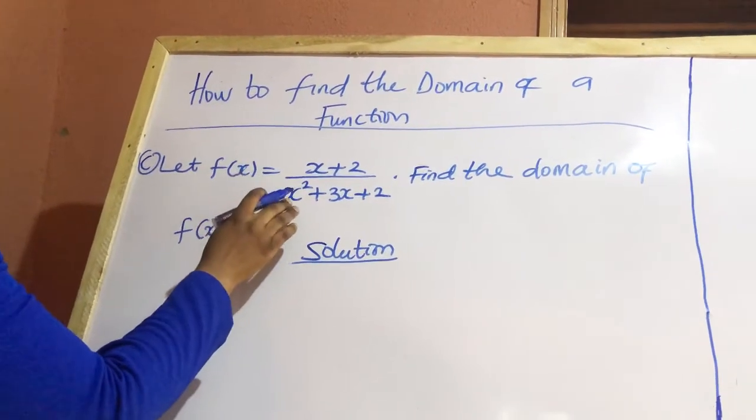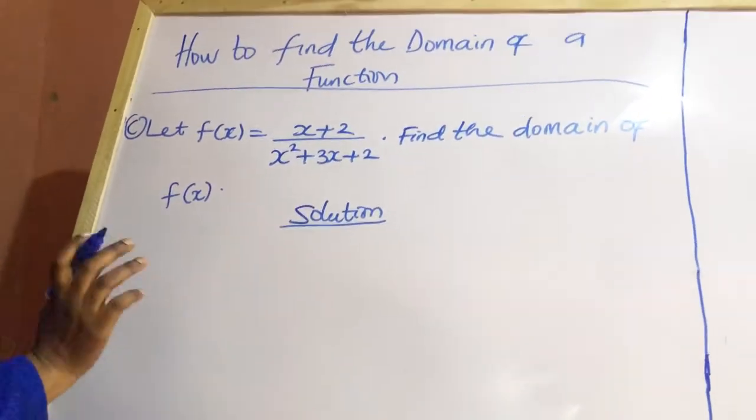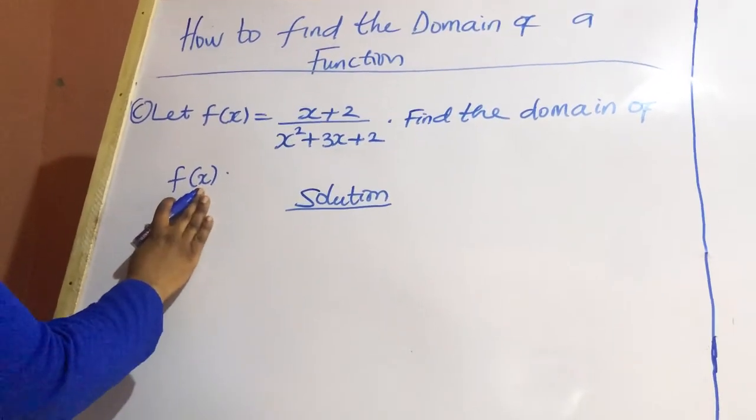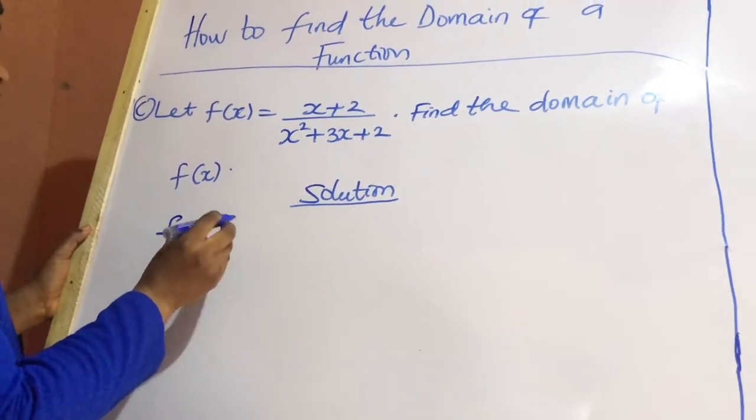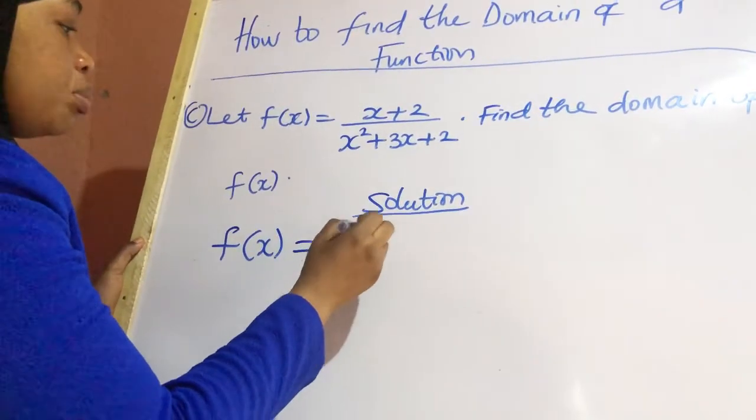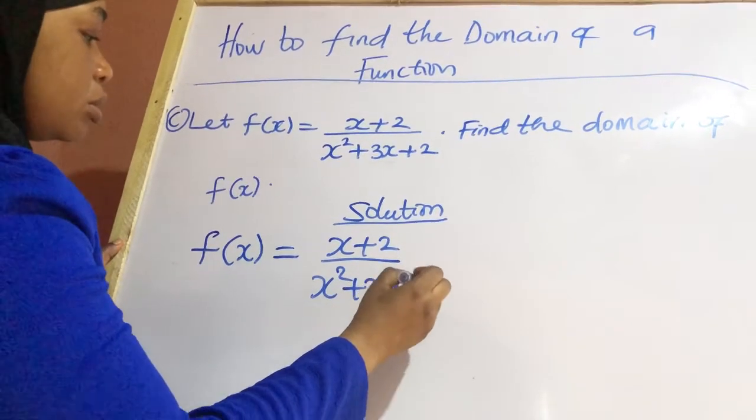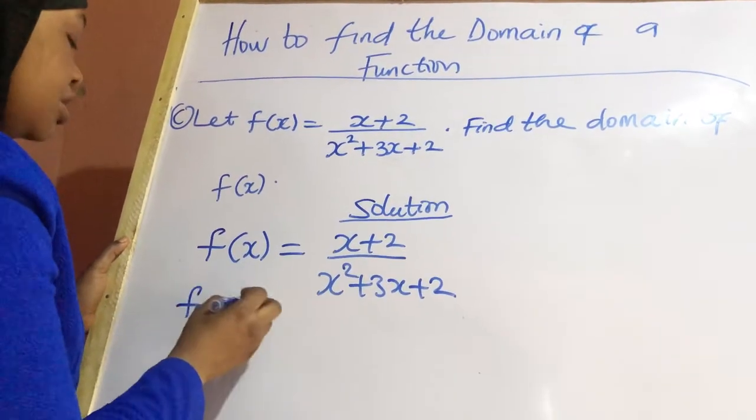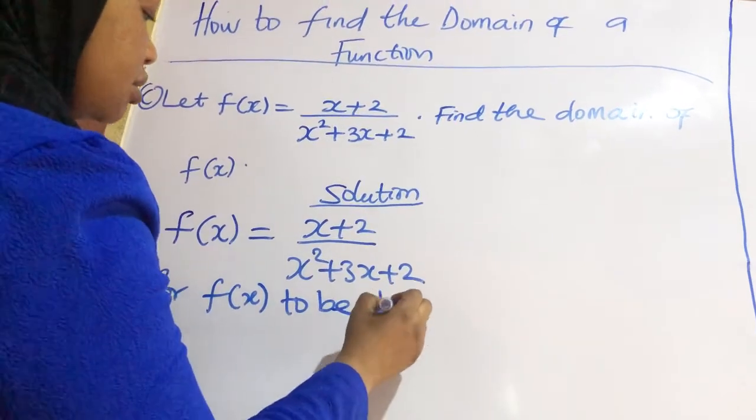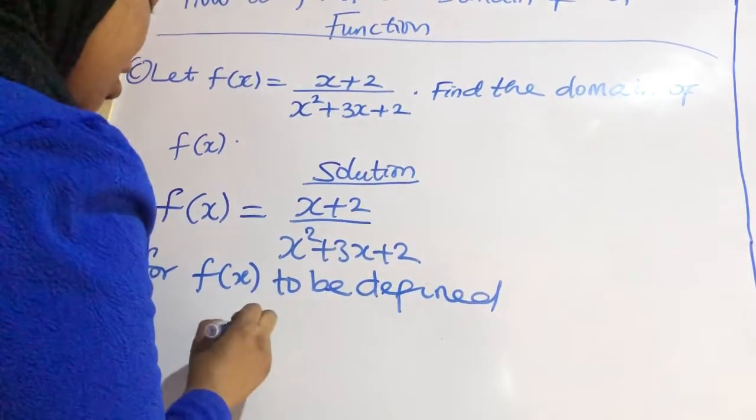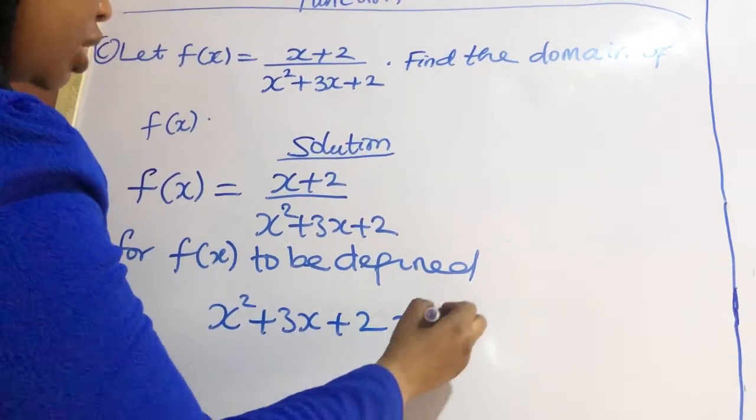Let f of x be equal to x plus 2 divided by x squared plus 3x plus 2. Find the domain of function f of x. Solution. We know that for f of x to be defined, the denominator must not be equal to 0. So x squared plus 3x plus 2 must not be equal to 0.